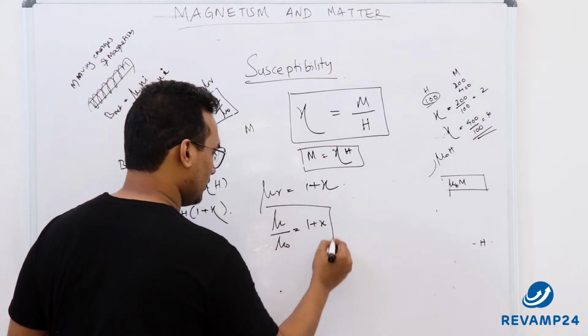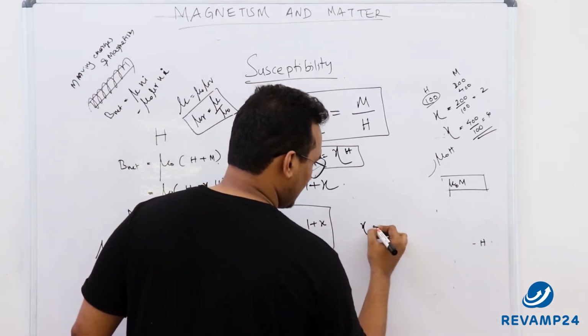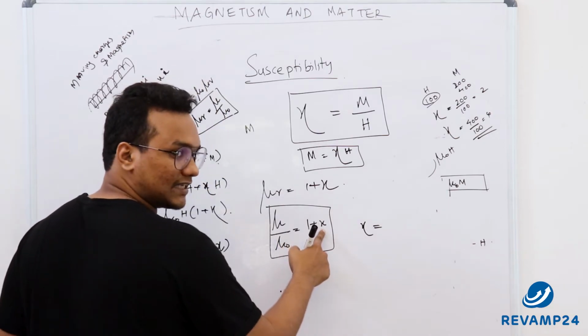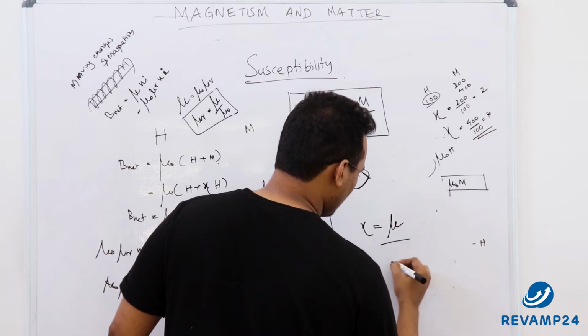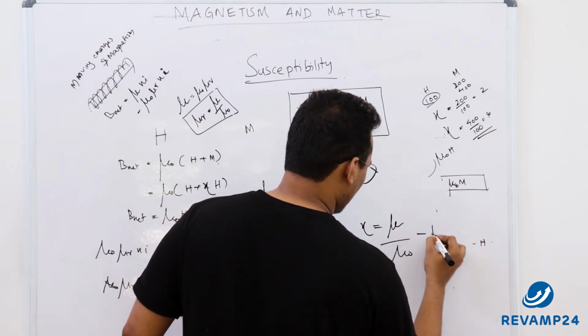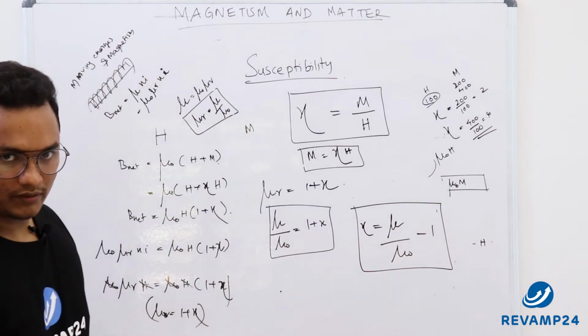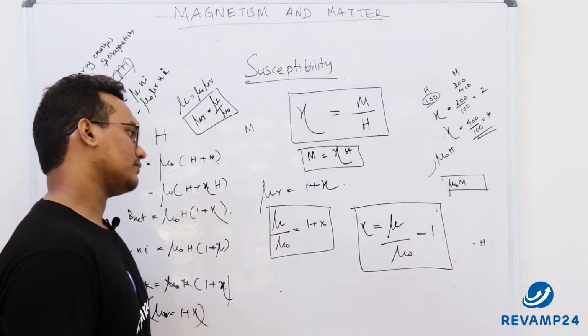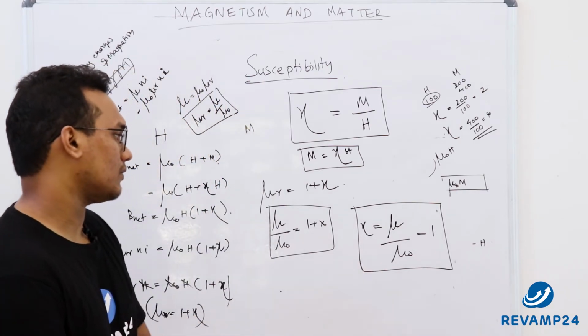This is very, very easy. Now, from here, keep susceptibility on one side and take 1 to the other side. That is, susceptibility is equal to mu by mu0 minus 1. Very, very important relation. Now, with this relation, we are going to learn 3 important concepts.